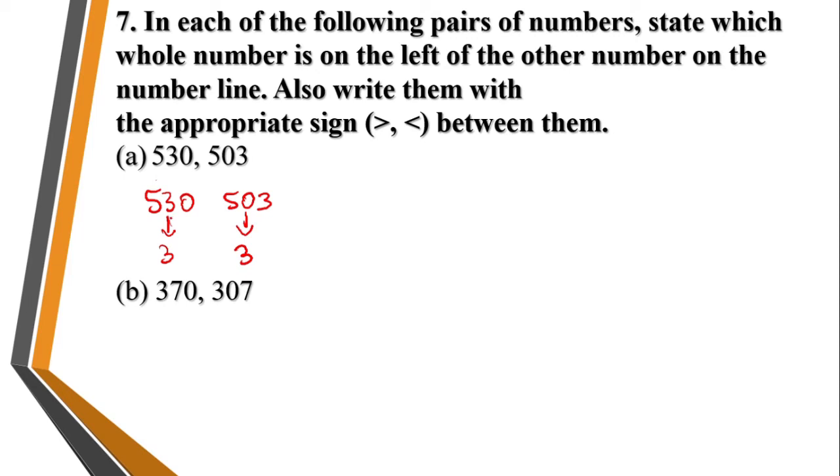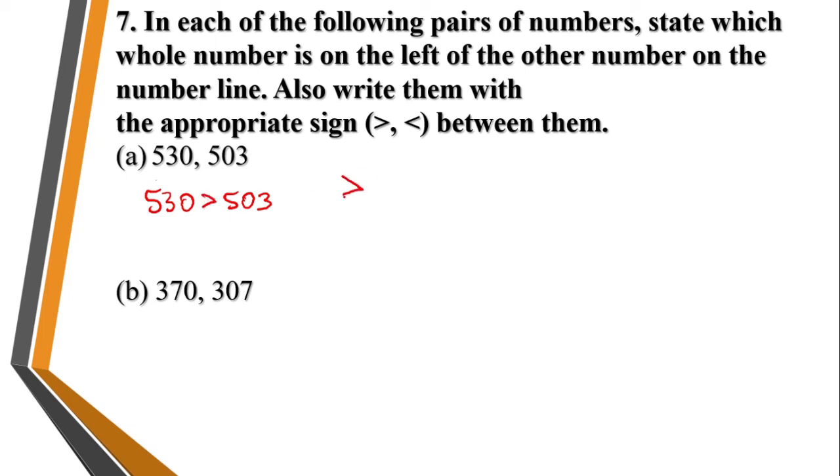Now, in the first number, it is 3, and in the second number, it is 0. Right? Now, we should compare 3 and 0. Now you can see 3 is greater than 0, right? Hence 530 is greater than 503. So to put the sign, this will be the sign.